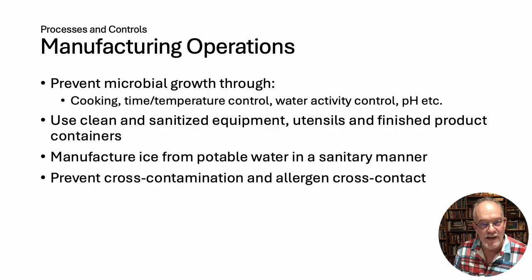Remember, we got nine major food allergens here in the United States. Let me remind you what those are again. We got fish, we got crustaceans, shellfish, peanuts, tree nuts, wheat, soy, eggs, milk, and sesame. So we got to prevent allergen cross-contact.